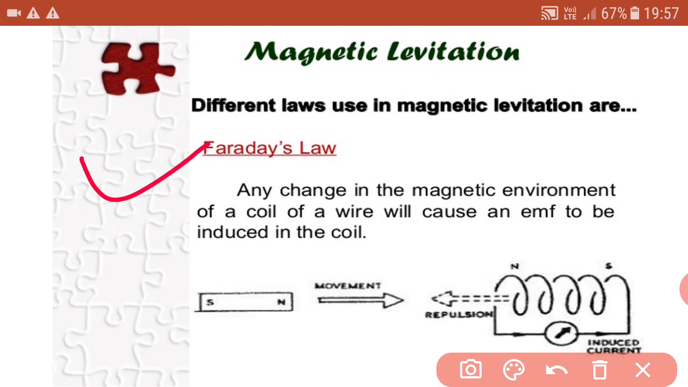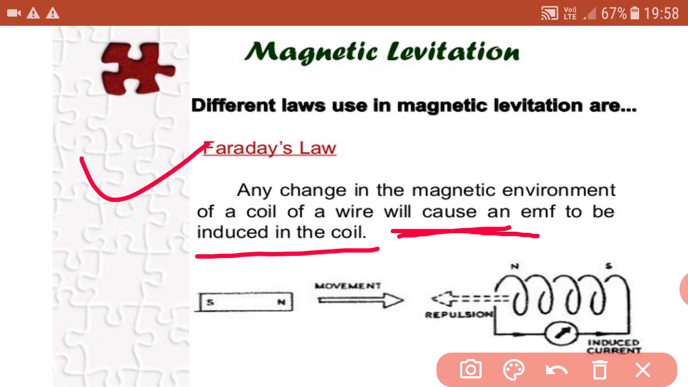Any change in the magnetic environment of a coil of wire will cause an EMF to be induced in the coil. So what does this law say? This law says that whenever there is a change in the magnetic environment, due to these changes, an EMF is induced in the coil.